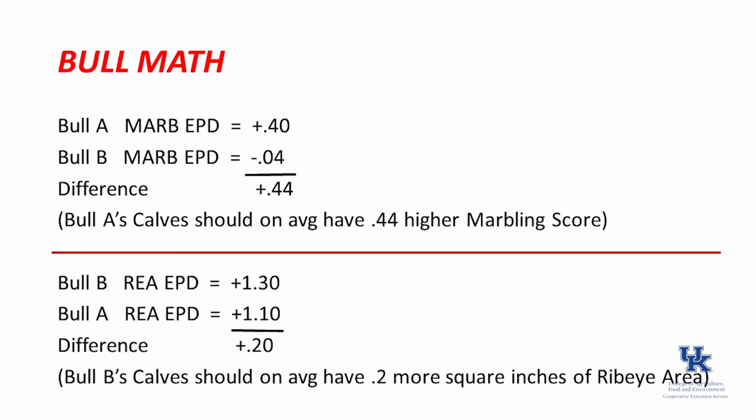Okay? If we were to look at ribeye area, okay? Heavier muscle cattle have larger ribeyes. Okay? So bull B's ribeye area was 1.3. Bull A's ribeye area was 1.1. The difference is 0.2. So bull B's calves, on average in that environment, should have 0.2 more square inches of ribeye area than bull A's.